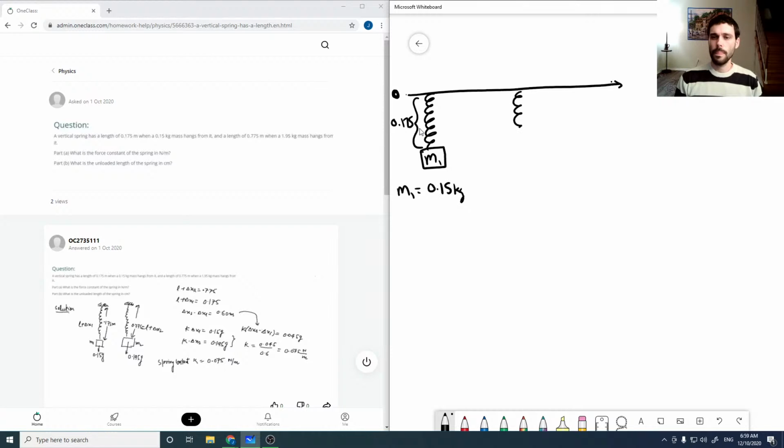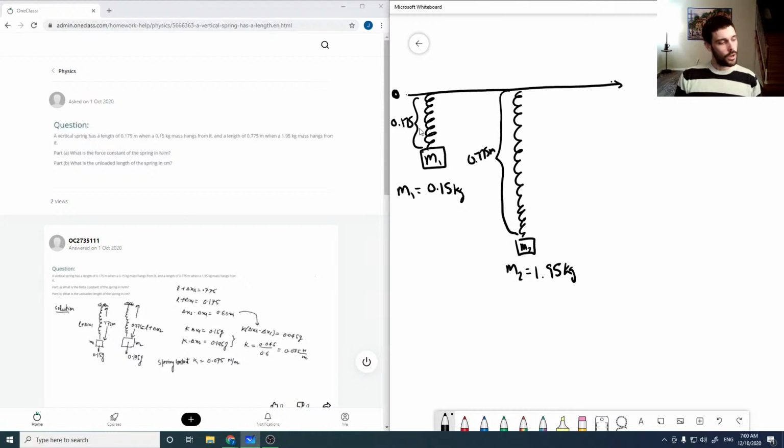And so I'm probably not going to draw this to scale because this is 0.775 meters, so obviously not 7 times longer, when M2 equals 1.95 kilograms. And so it wants to know what the force constant is on the spring.